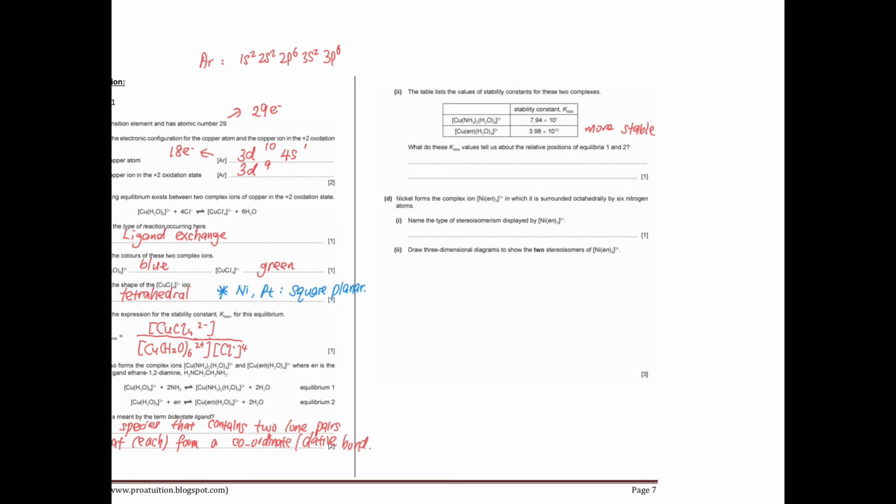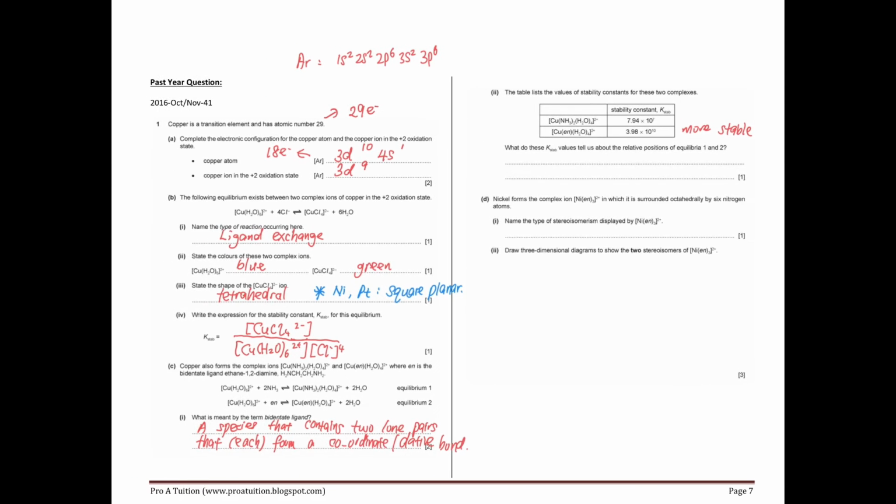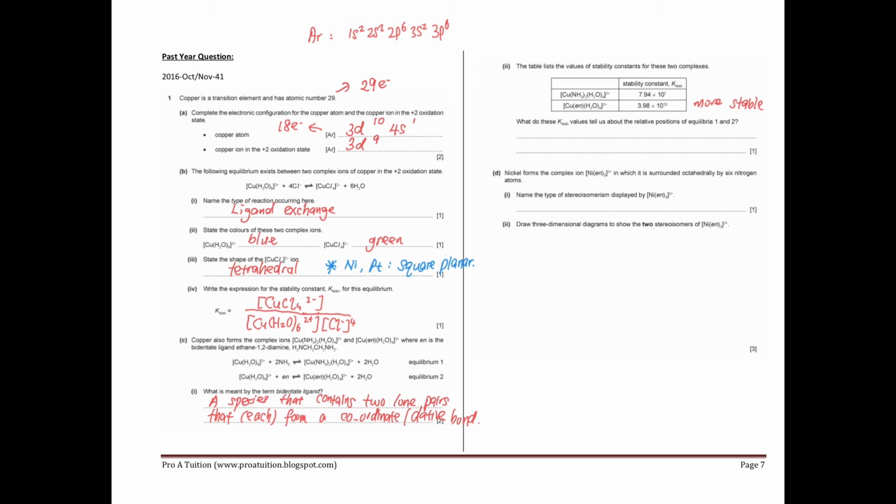What do these Kstab values tell us about the relative positions of equilibria 1 and 2? Of course, if you know the concept of more stable, when we compare these equilibria 1 and 2, the second one is more stable, meaning that the position is more to the right. So we just need to write down in this way. Equilibrium 2. If you're wondering why equilibrium and just now equilibria, equilibria is the plural and equilibrium is the singular. So equilibrium 2 lies more to the right hand side, showing that the complex is more stable.